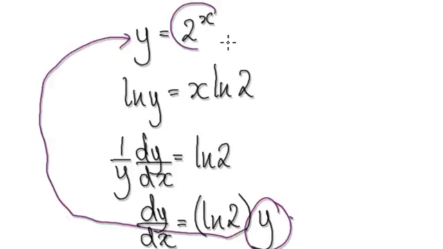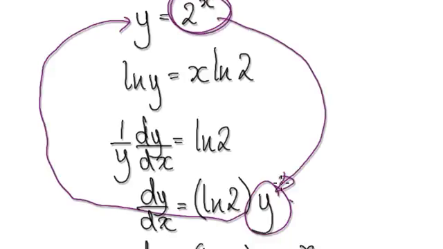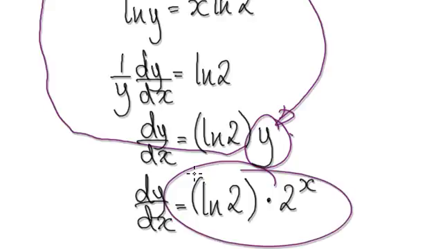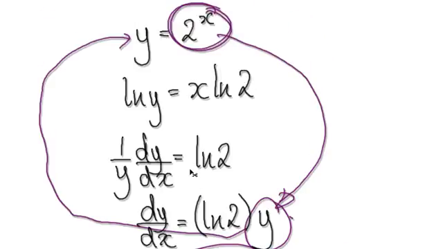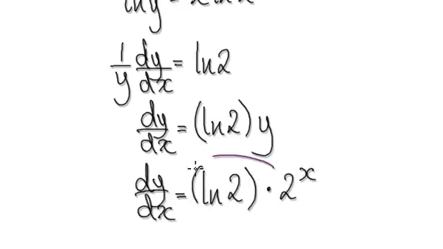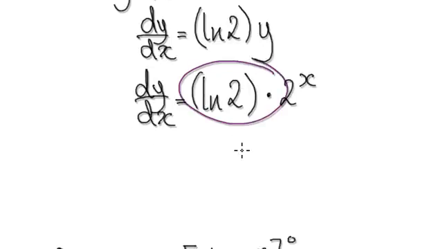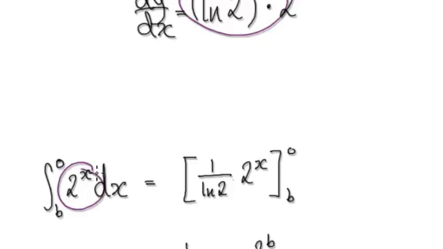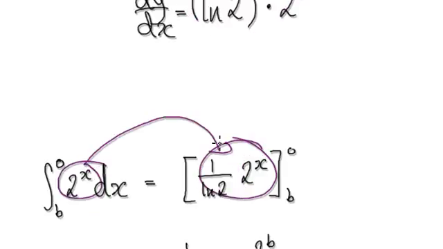Remember, y is 2 to the power of x. So you would put this into the y here, and that will then give you this. The point I'm trying to make is that when you differentiate this, you will get this thing here. So really to integrate this, you need 1 over natural log of 2 and then 2 to the power of x. So when you integrate this, it will give you this thing here.